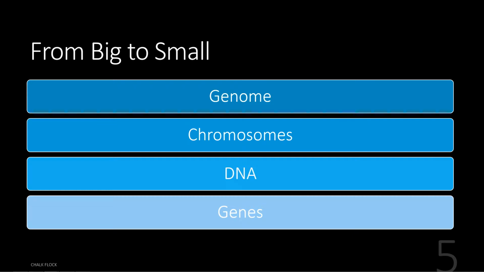Chromosomes are smaller packets of genetic information. Humans, for example, have between 23 to 46 chromosomes. Apparently, lettuce has 18. Some other animals have more, some animals have less. DNA, deoxyribonucleic acid, is the stuff that makes up chromosomes.